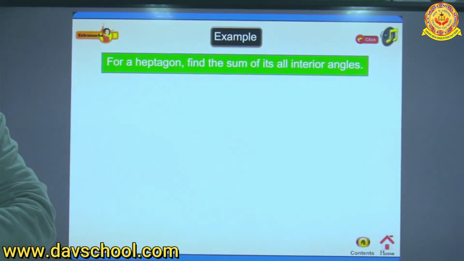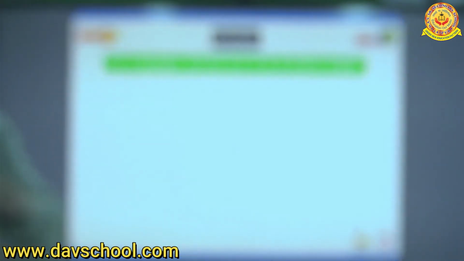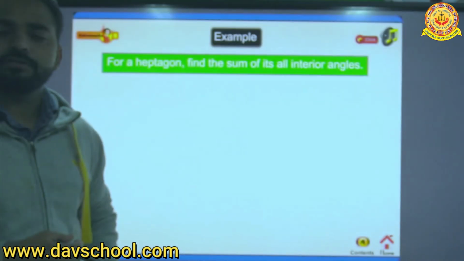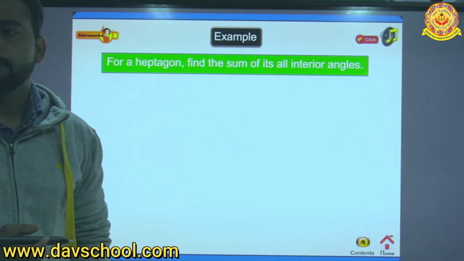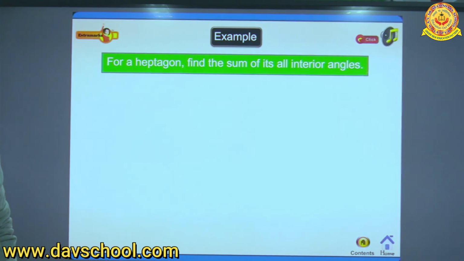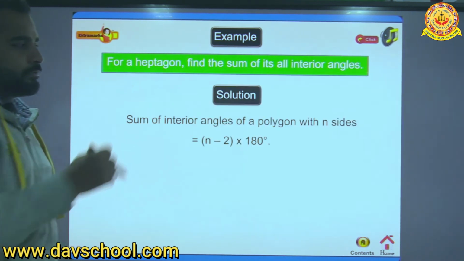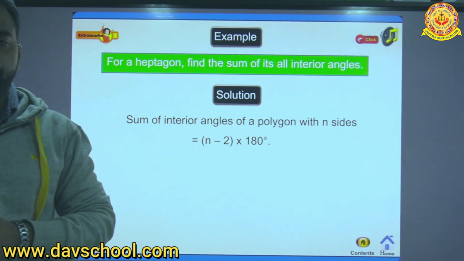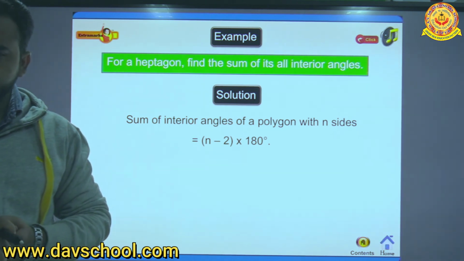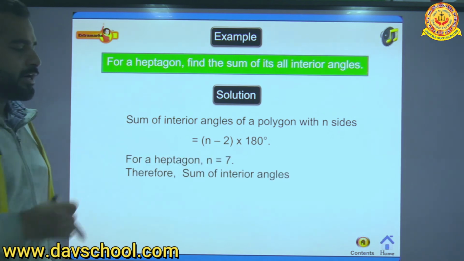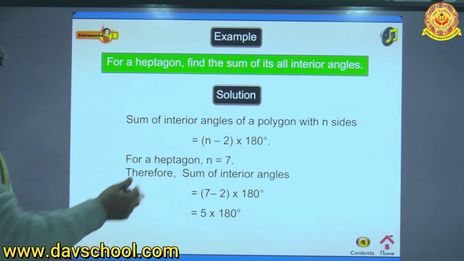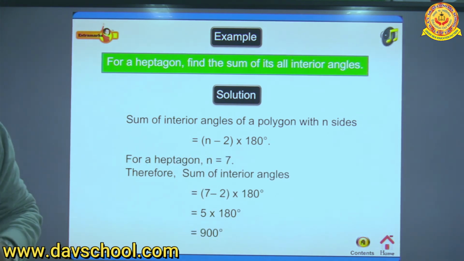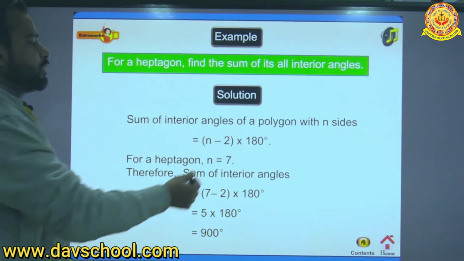Angles depend on regular and irregular. Number of sides does not depend on regular or irregular. Sir, 900. Okay. Now look. We know that the sum of all interior angles will be (n minus 2) into 180 degrees. Now what is the n value here? 7. So 7 minus 2 is equal to 5, and 5 into 180 degrees is equal to 900 degrees. Simple. Is it clear? Okay.